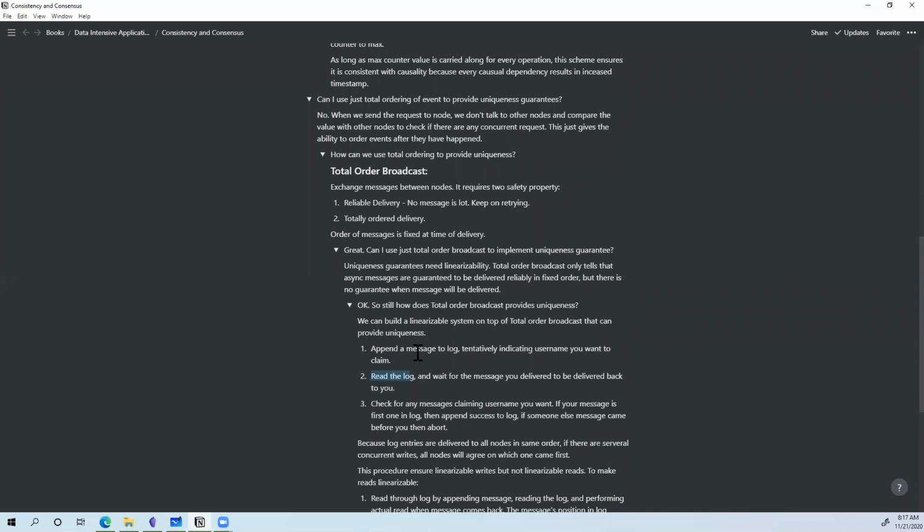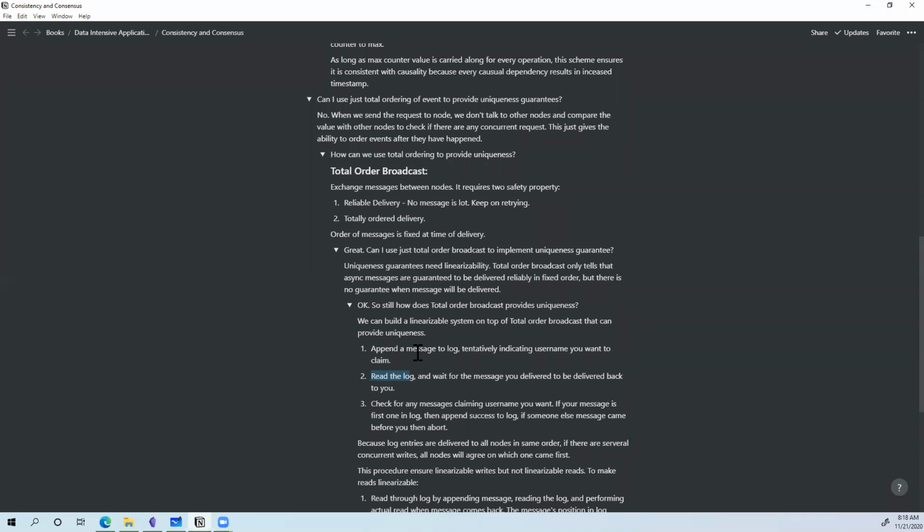Yeah, I think all of them have to agree. If you think about it, user A wants to claim username A, and user B wants to claim username B, and it happens that half of the nodes agree with user A and the other half of the nodes agree with user B, that would not be total order, right? Everyone has to agree.